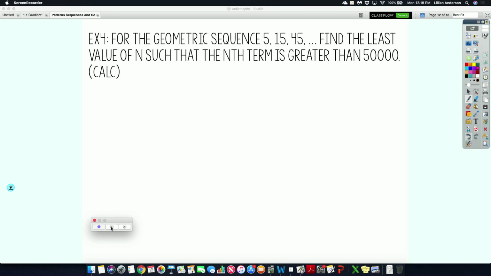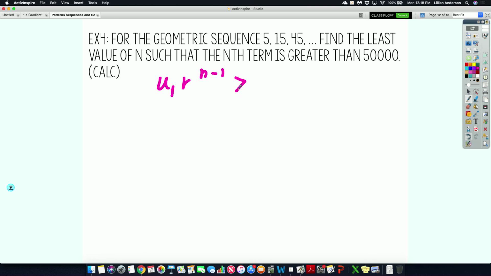Now, it is calculator, so if you wanted to, you could figure out what the common ratio is and sit there and multiply by the common ratio until you get to that term that is greater than 50,000. But that might be a while of multiplying by what? What's the common ratio? 3. Okay? And plus, I don't know how many points you actually get for that in IB world. So, let's actually set up the formula and let's do this. We're looking for when the u sub n term, which is u1 r to the n minus 1, is greater than 50,000.